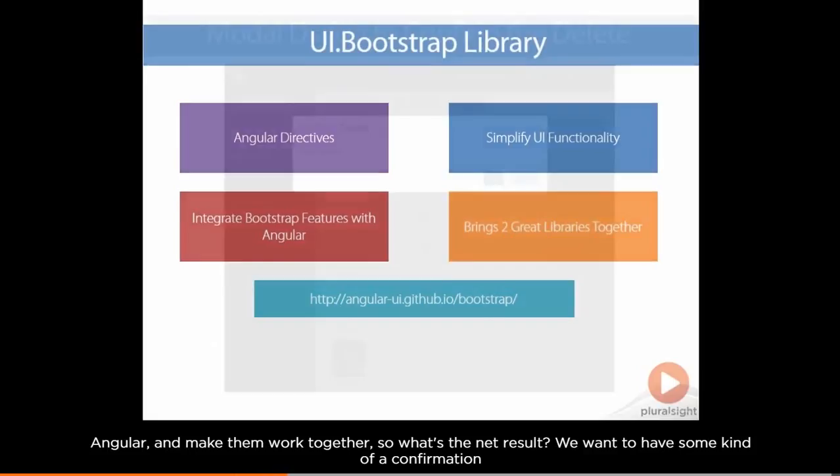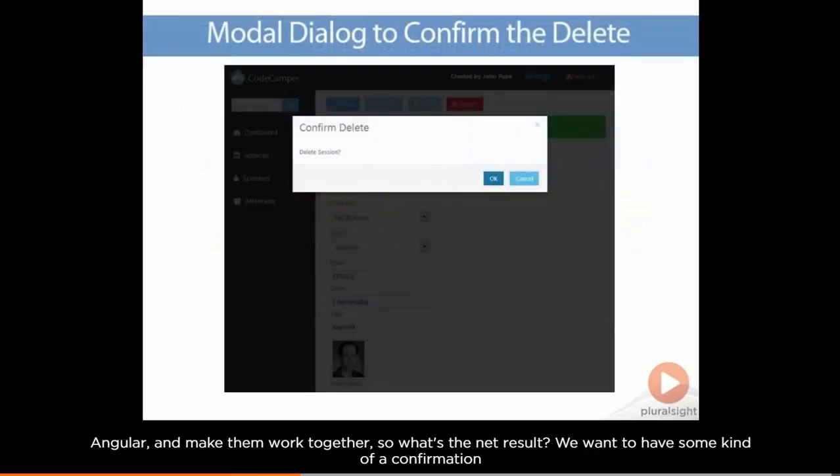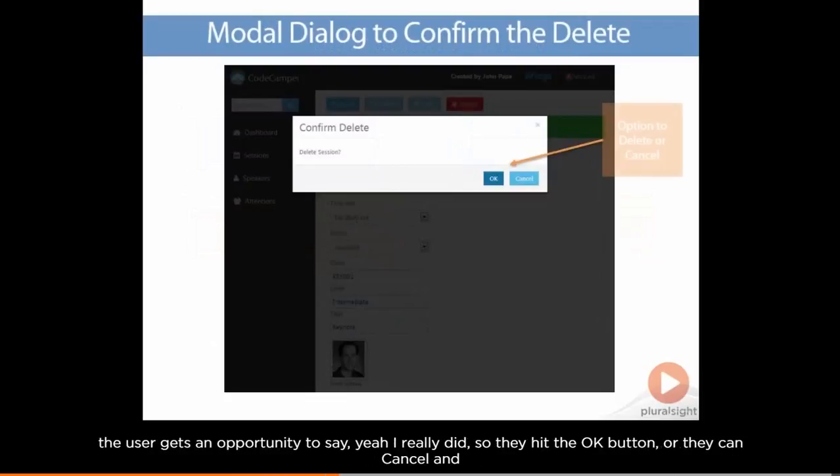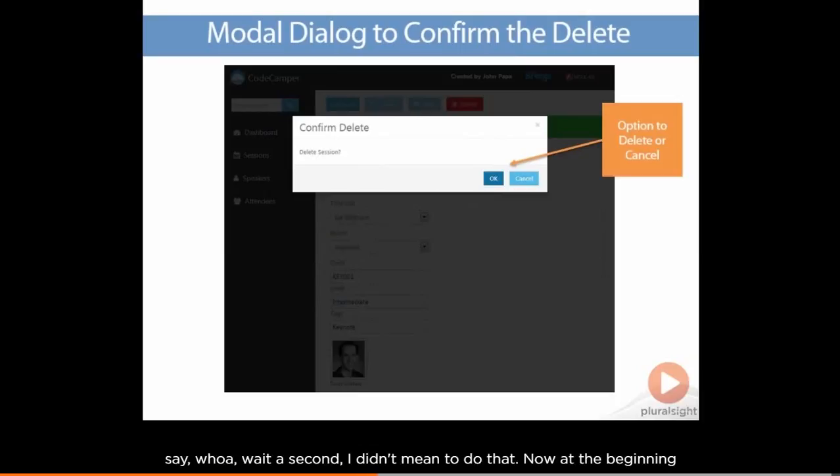So what's the net result? We want to have some kind of a confirmation dialog like this here, where it's modal and we ask, hey, did you really mean to delete that session? And then the user gets an opportunity to say, yeah, I really did, so they hit the OK button, or they can cancel and say, oh, wait a second, I didn't mean to do that.